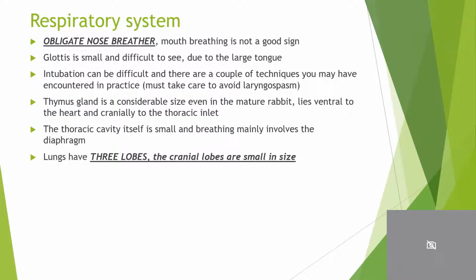The respiratory system. Rabbits are obligate nose breathers. Mouth breathing in a rabbit is not a good sign. Their glottis is small and difficult to see due to the large tongue. Intubation can be difficult, and there are a couple of techniques you may have encountered in practice, and we must be very careful to avoid laryngospasm, so actually causing spasm of the larynx.